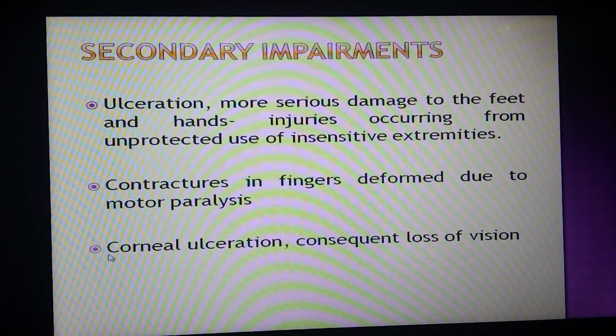The next we have secondary impairment. Secondary impairments were ulceration and more serious damage to the feet and hands. There were injuries occurring from the unprotected use of insensitive extremities. Later, contractures, with fingers deformed due to the motor paralysis. Later, corneal ulcerations with consequent loss of vision, etc. These were the secondary impairments.